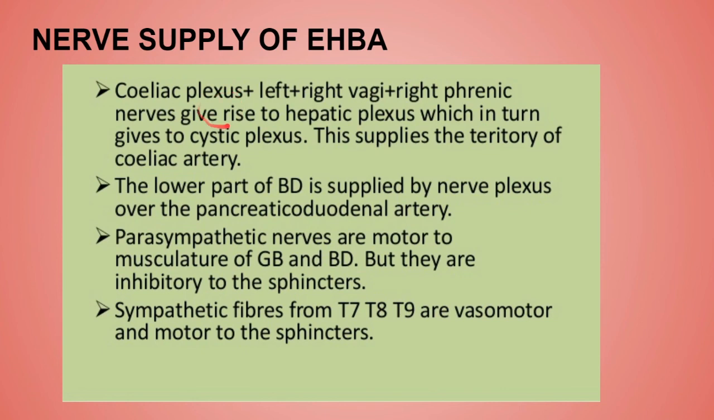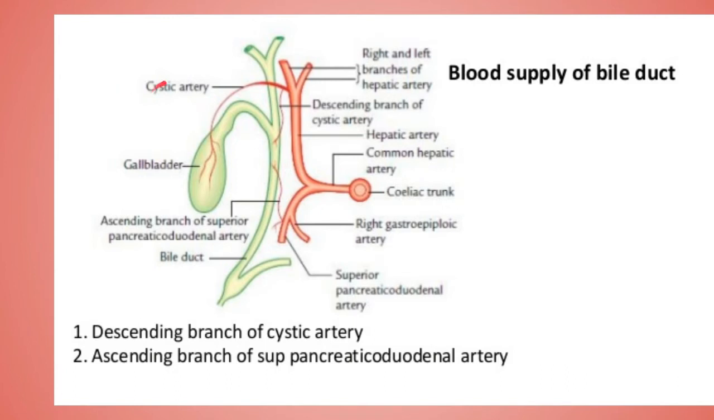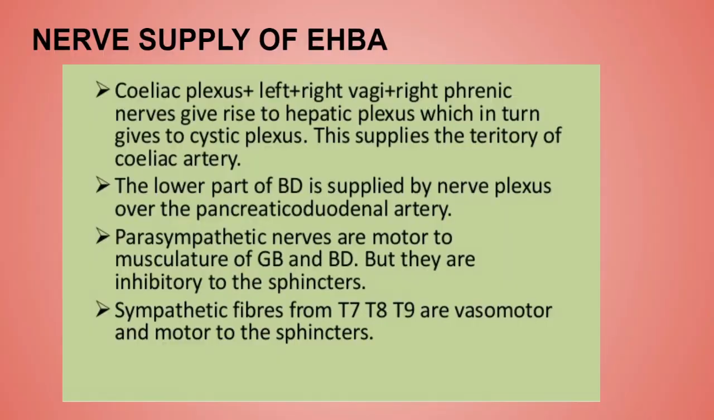Now to understand this nerve supply very easily, just look at this diagram. This is the cystic artery over here, okay, and around the cystic artery there will be the cystic plexus of nerves, okay, and the cystic plexus of nerves is basically derived from the hepatic plexus, okay, and the hepatic plexus basically receives fibers from the celiac plexus, right and left vagi or the vagus nerve, and the right phrenic nerve, okay. So just remember, the cystic plexus is derived from the hepatic plexus, which is receiving fibers from the celiac plexus, right and left vagus nerve, and the right phrenic nerve.